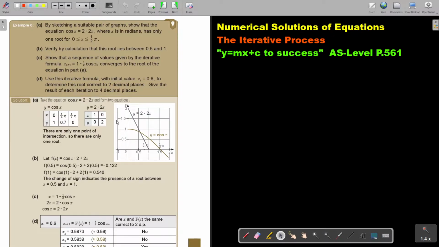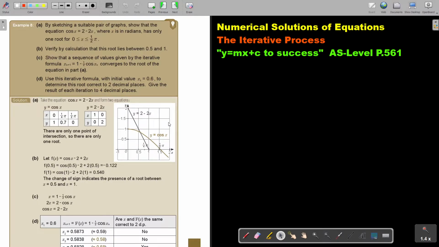Because this is just going to be where it cuts the y-axis and where it cuts the x-axis, you have your graph. Now, there is only one point of intersection, so there is only one root. So we verify that it has only one real root. So you have to do the sketch.